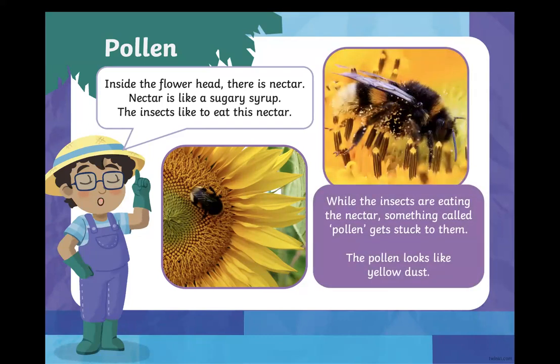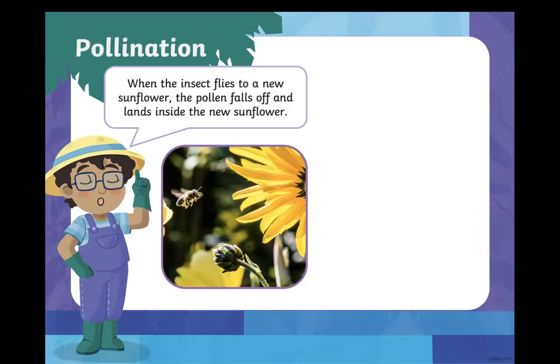While the insects are eating the nectar, something called pollen gets stuck to them. So look at the body of this bee. It is almost full of pollen already. The pollen looks like yellow dust. When the insect flies to a new sunflower, the pollen falls off and lands inside a new sunflower.